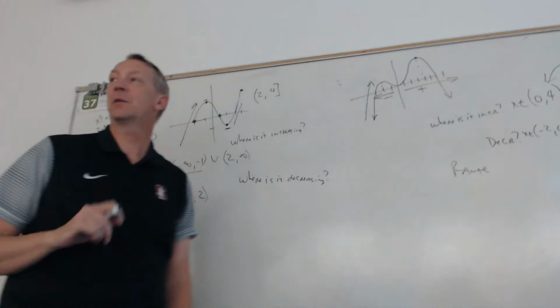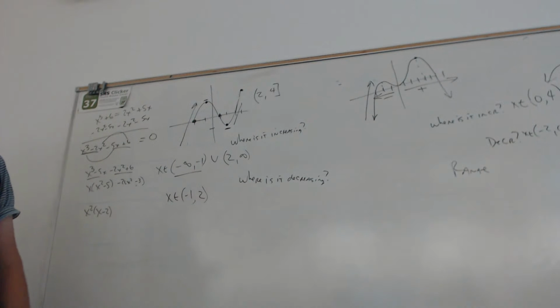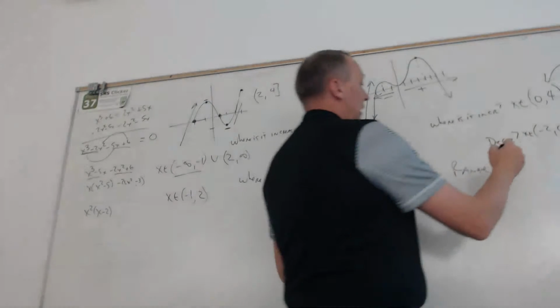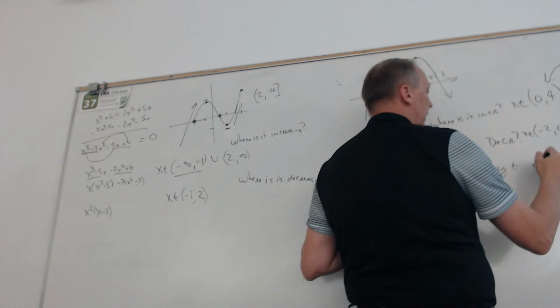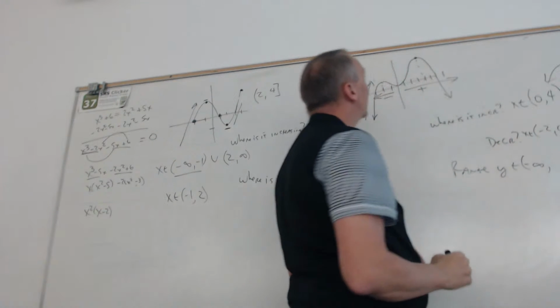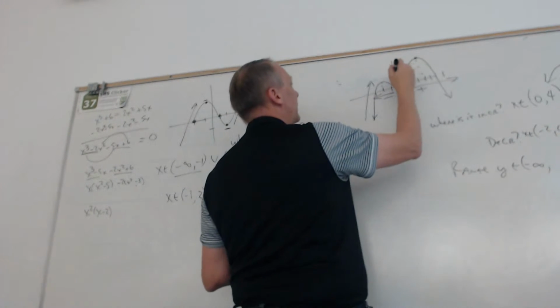Because that deals with Y, right? What's the range in this case? Negative infinity to, I don't know that Y value. Y is an element of negative infinity to 2-ish? To, oh yeah, I guess we have to figure out what that value is.